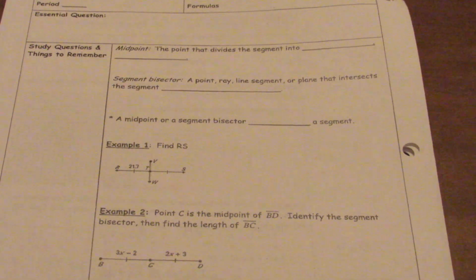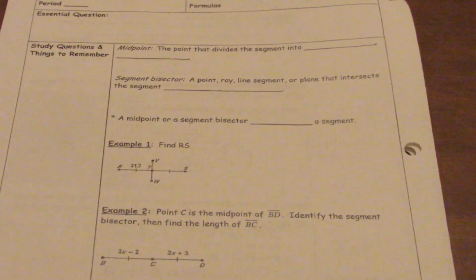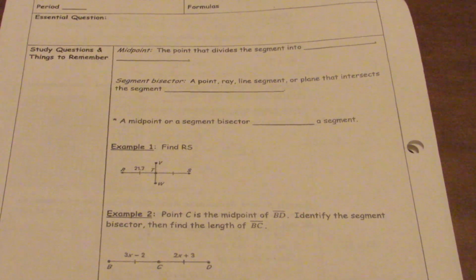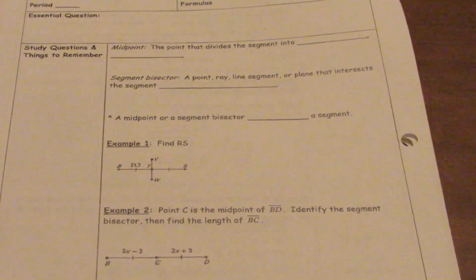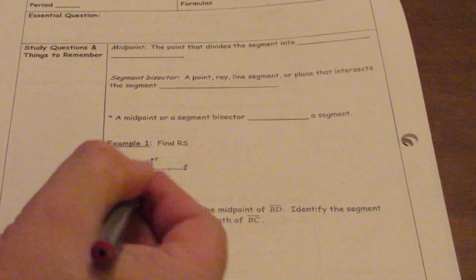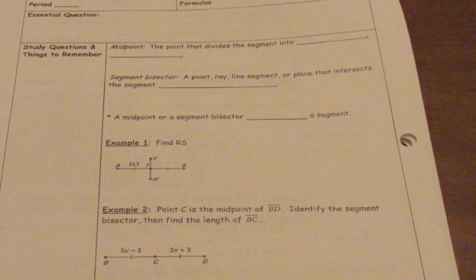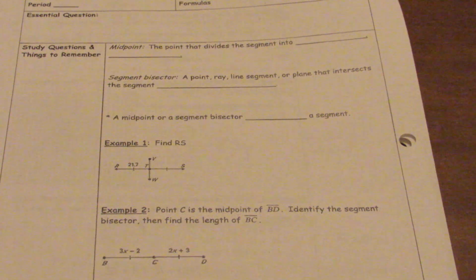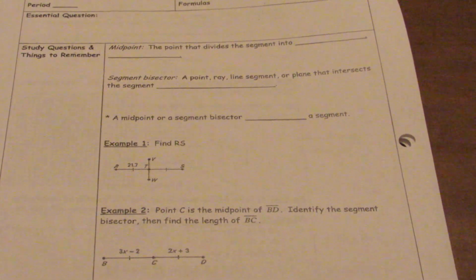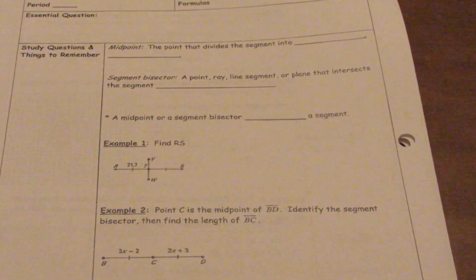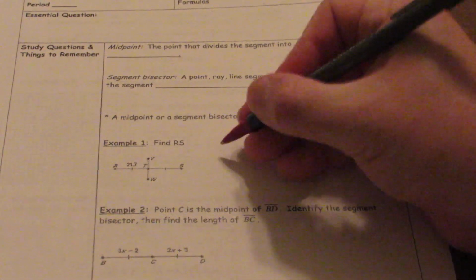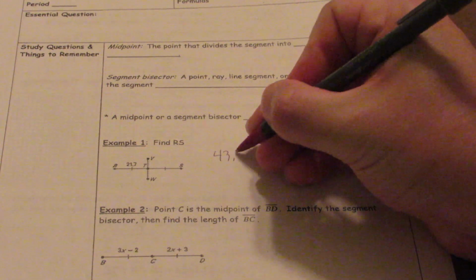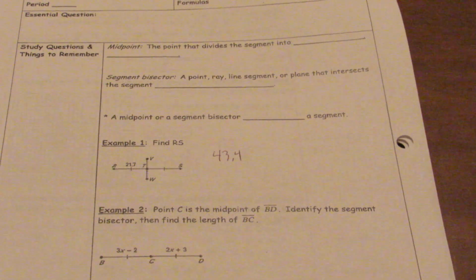So our first example, example 1, asks us to find RS. The dashes here aren't dividing those lines. That's saying that RT and TS are equal. So RT is 21.7, so TS is 21.7. So I can add those together, 21.7 plus 21.7, or I can double 21.7, both of which get me 43.4.